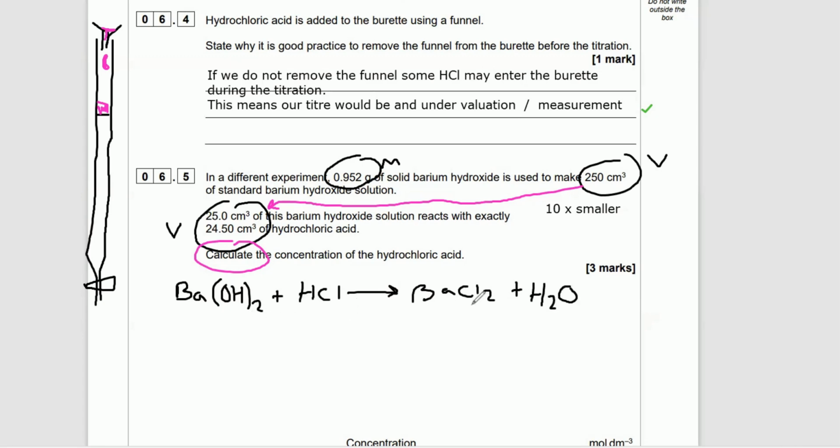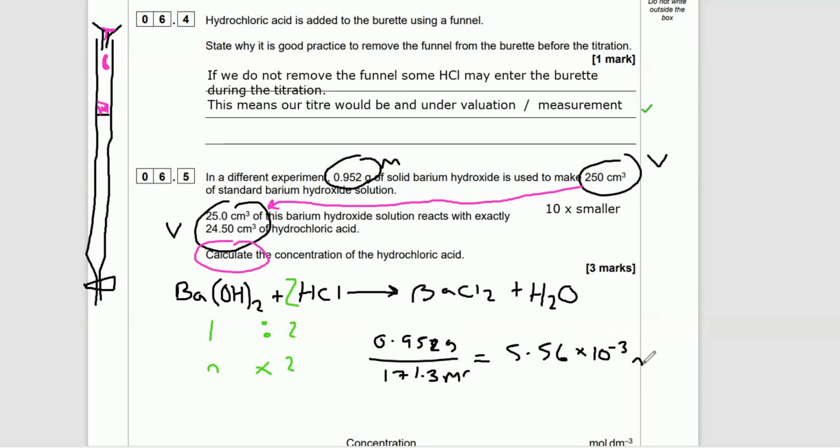All right, let's look at this equation. Barium hydroxide plus hydrochloric acid goes to barium chloride and water. Basically, base and acid make salt and water. We can see it's a 2-to-1. So for every mole of barium hydroxide we've got 2 moles of hydrochloric acid. So which one of these can we work out first? We can work out our moles of barium hydroxide, and we can do that by doing 0.952 grams divided by that MR they gave us in one of the earlier parts of this question, 171.3. And that gives us 5.56 times 10 to the minus 3 moles of barium hydroxide.